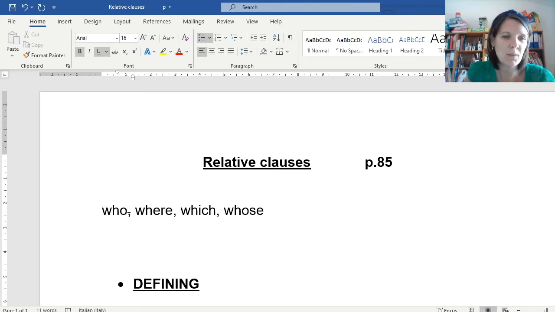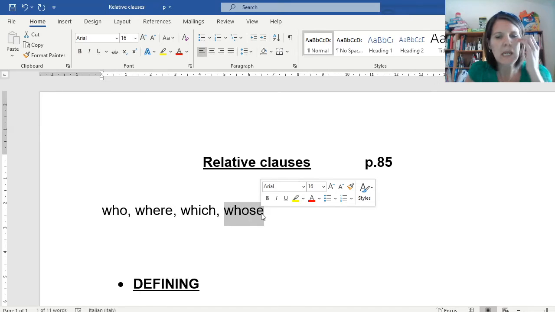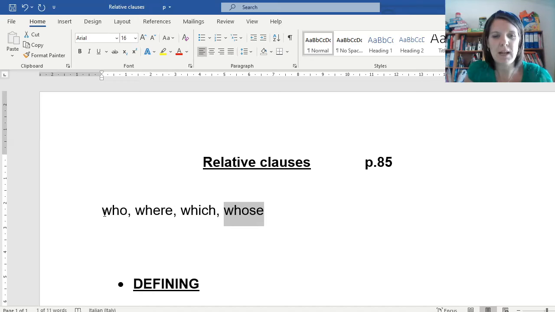So who, when you're speaking about a person, where, when you're speaking about a place, which, when you're speaking about an object or a thing. Whose, this one is the one that maybe people get a bit confused with. Whose, when you're speaking about possession, okay? So he's the man whose dog bit me, or she's the girl whose boyfriend ran in the New York Marathon, for example.